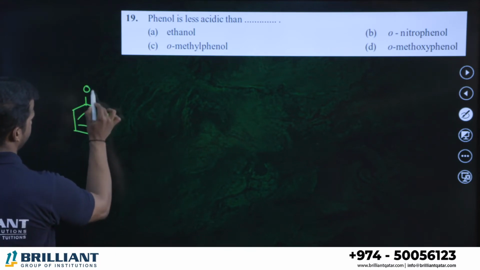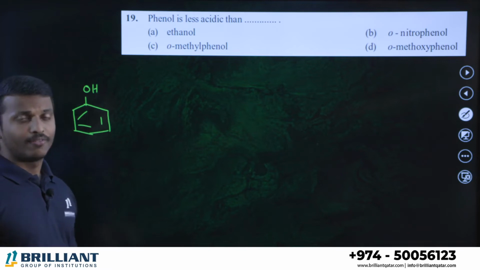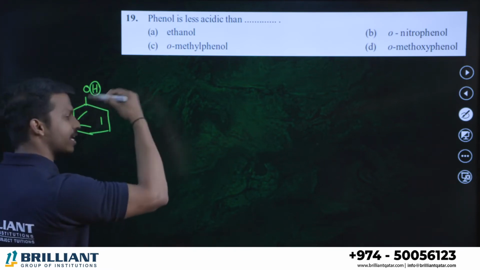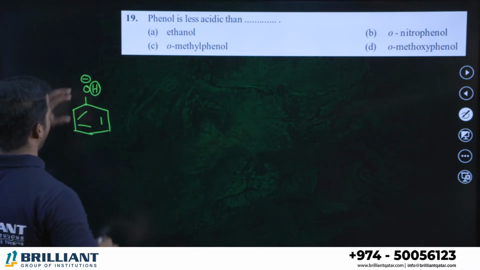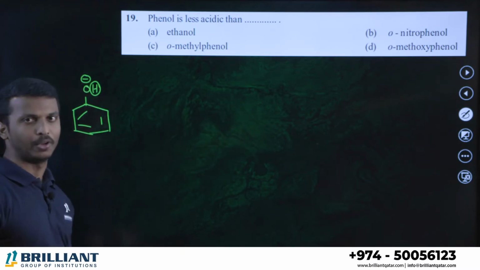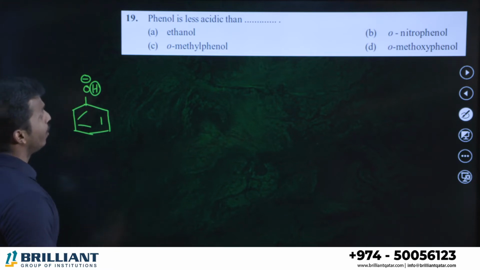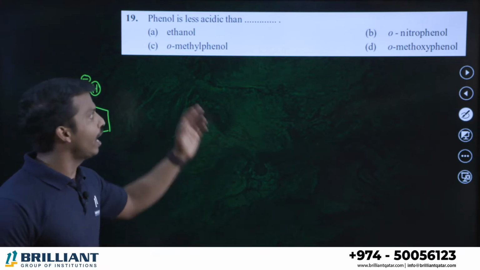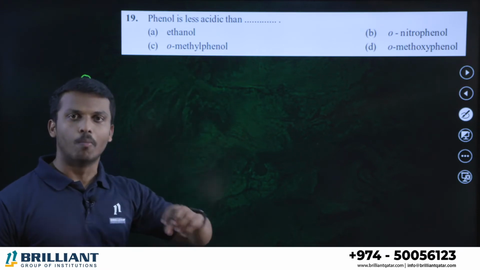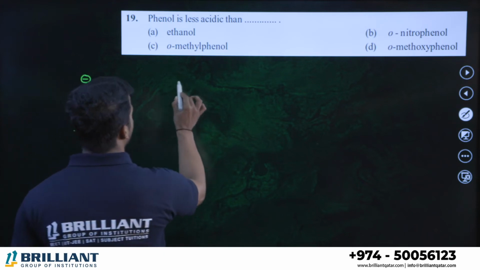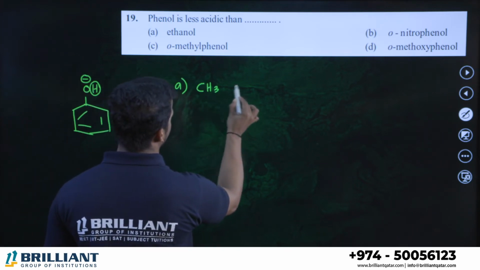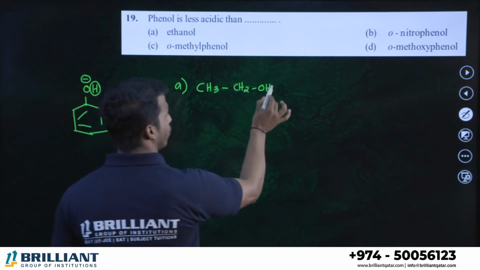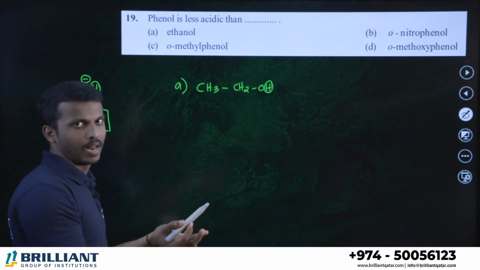Next question. Phenol is less acidic than which compound? Dear all of you, what is phenol? Benzene with OH. You know very well phenol is an acidic compound because phenol is ready to leave this hydrogen as H plus ion, forming a phenoxide ion. It is more stable due to resonance. Correct. Phenol is less acidic than which of the compounds? Which means in options A, B, C, D, which is more acidic. What is option A? Ethanol. Of course it is less acidic compared to phenol, because even if you remove this hydrogen, there is no resonance stabilization.